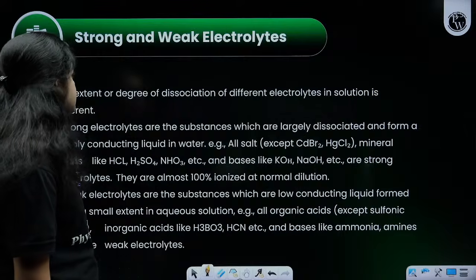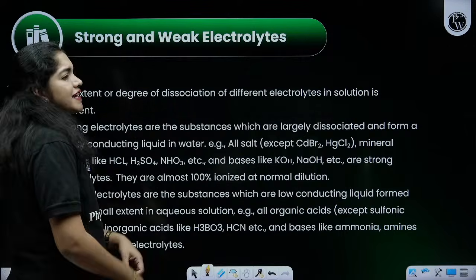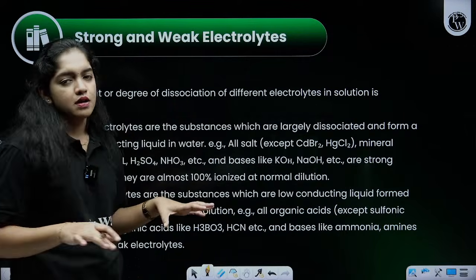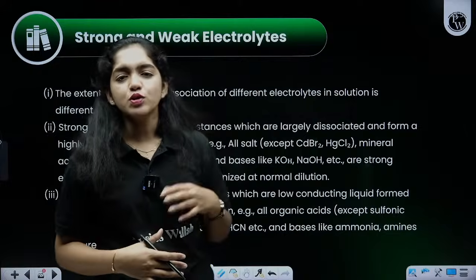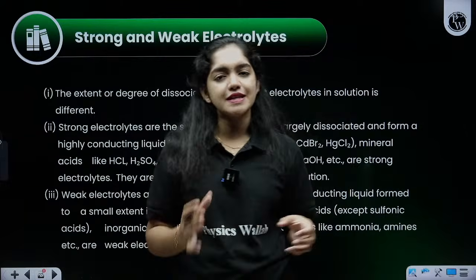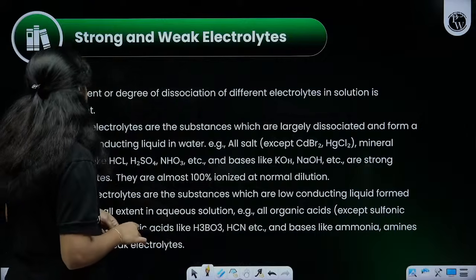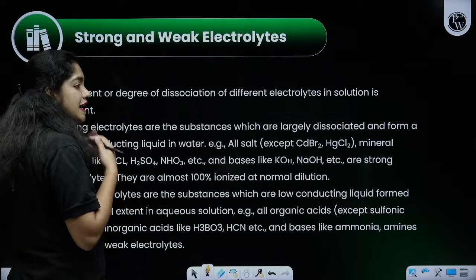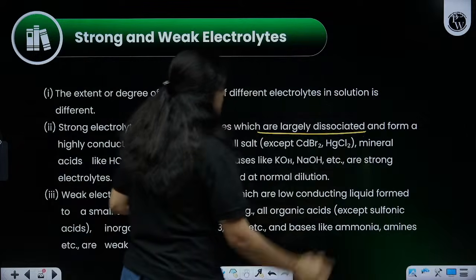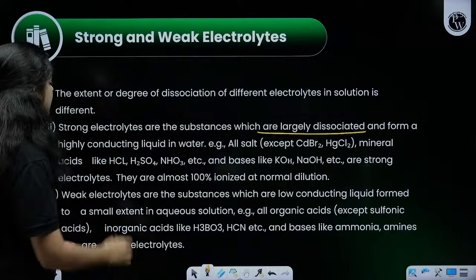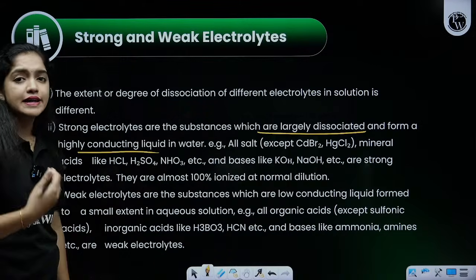So the next one is strong and weak electrolyte. When the degree of dissociation is complete, when they can dissociate completely into cations and anions, positive ions and negative ions, they are known as strong electrolytes. The first one is strong electrolyte. The substances which are largely dissociated form a highly conducting liquid. They will be a highly conducting liquid.